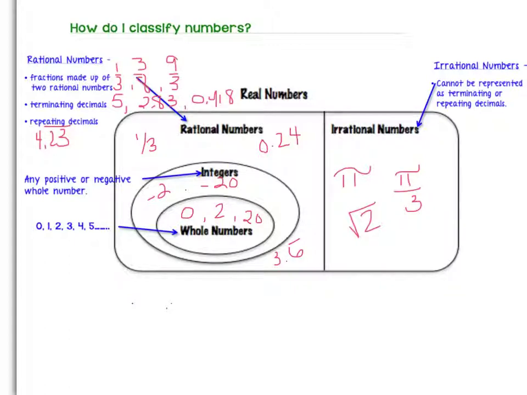So if we want to break the category down even more, we're going to say that our integers are going to include all of these numbers here, which are the -2, -20, 0, 2, and 20. And then that gets broken down even further, in that some integers are whole numbers, meaning that they're the positive numbers only: 0, 2, 20, and so forth.